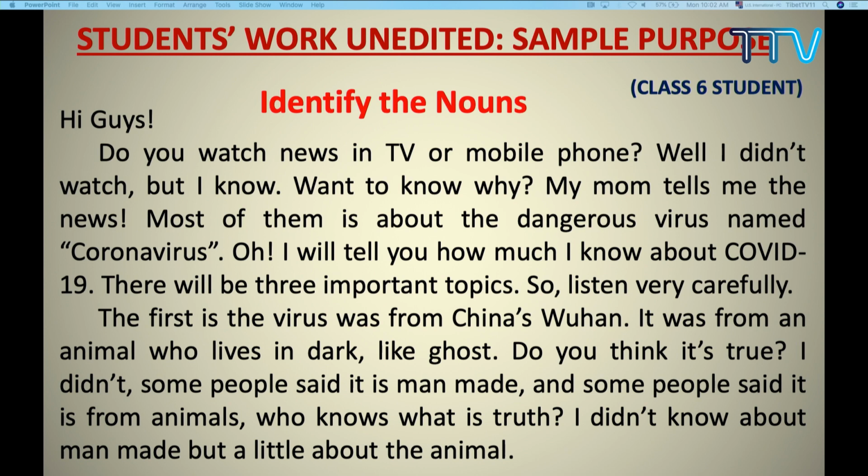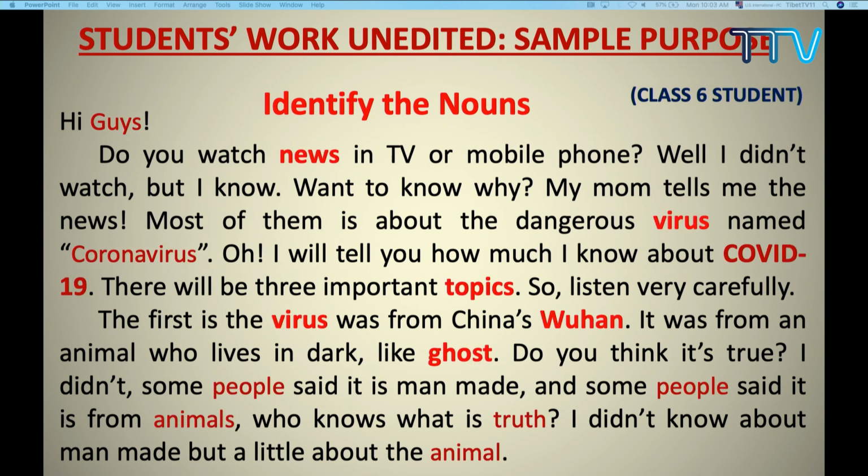Okay, I'm not going to spend much time on it. You can pause and do your exercise. Okay, let us see the nouns she has used. Now all these highlighted words, they are nouns. You can also count, for example, in this small composition, how many nouns are used by the class 6 student.